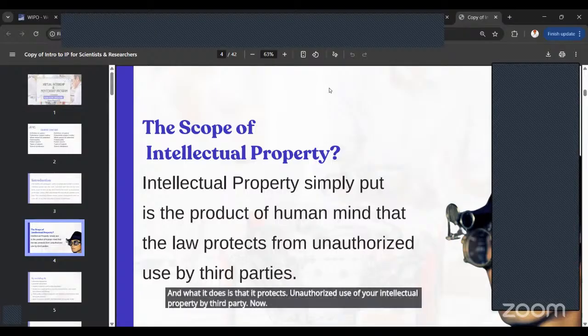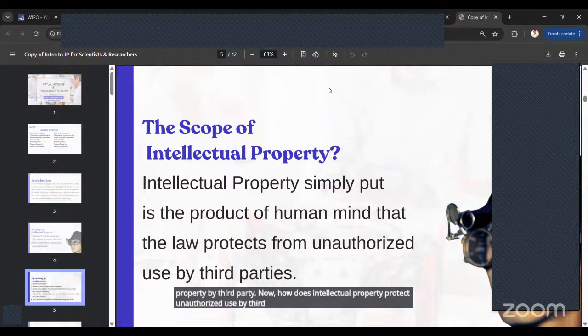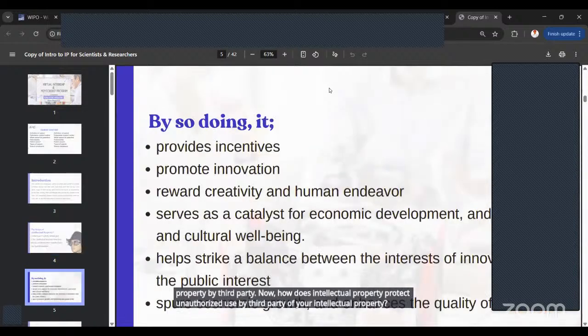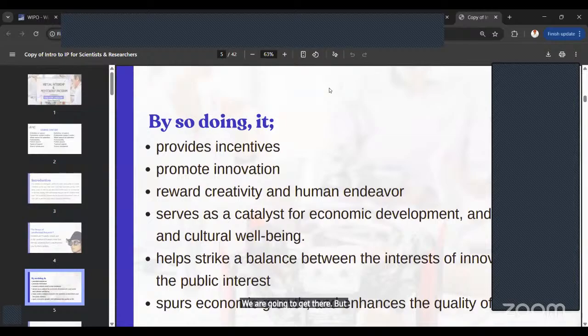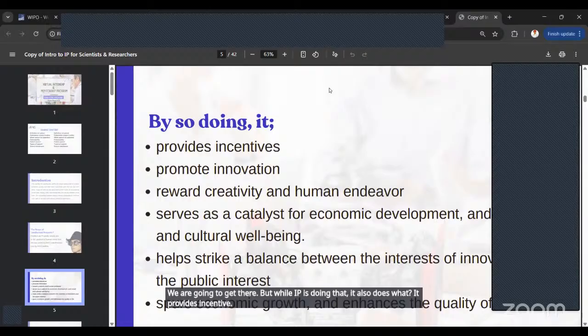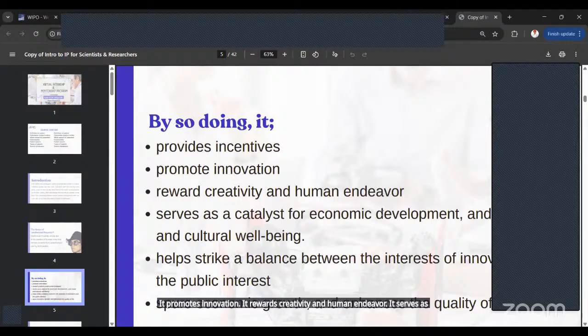Now, how does intellectual property protect against unauthorized use by a third party of your intellectual property? We are going to get there. But while IP is doing that, it also does what? It provides incentive. It promotes innovation. It rewards creativity and human endeavor. It serves as a catalyst for economic development and cultural well-being.